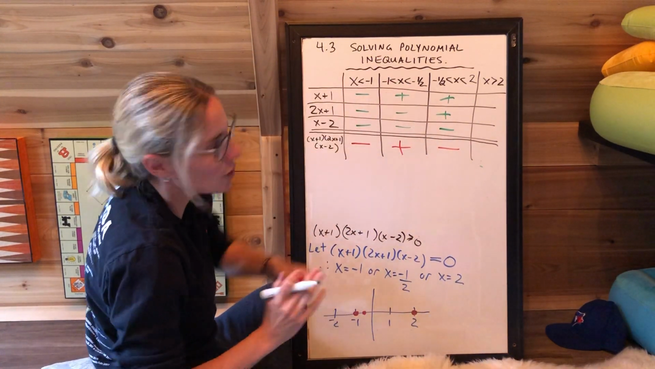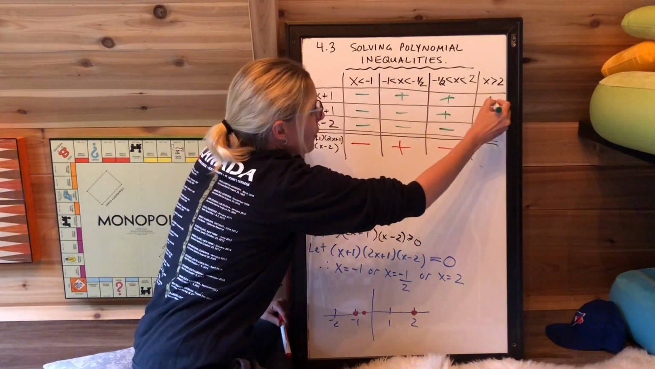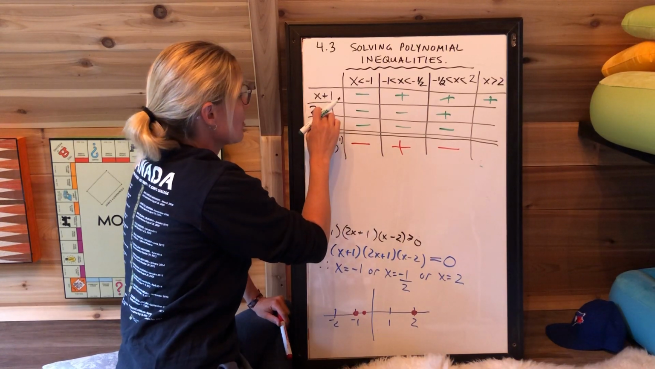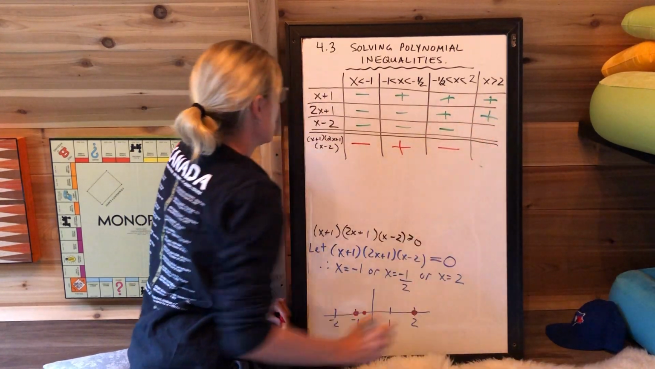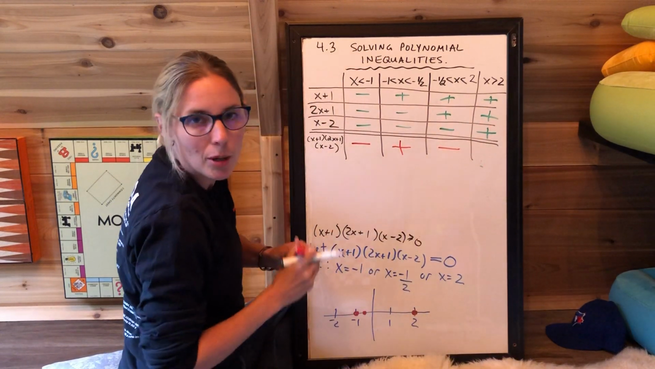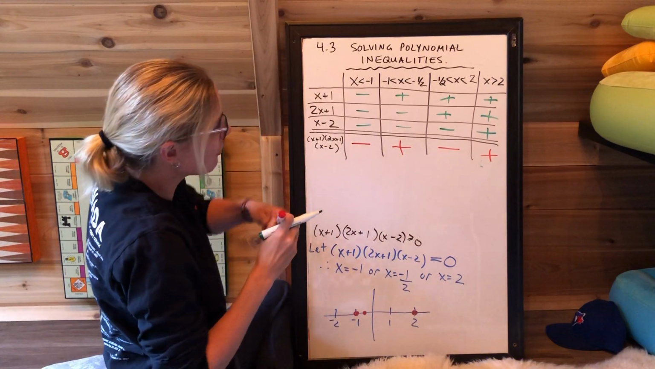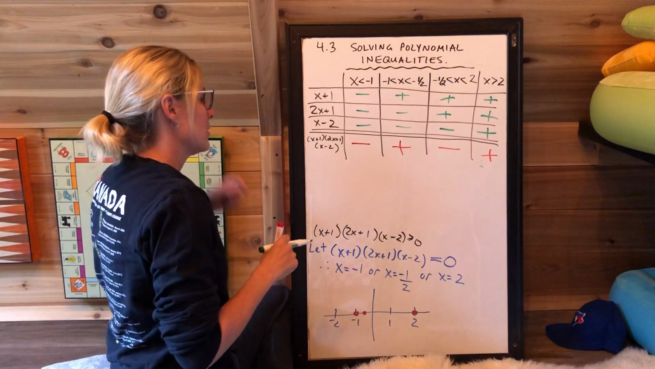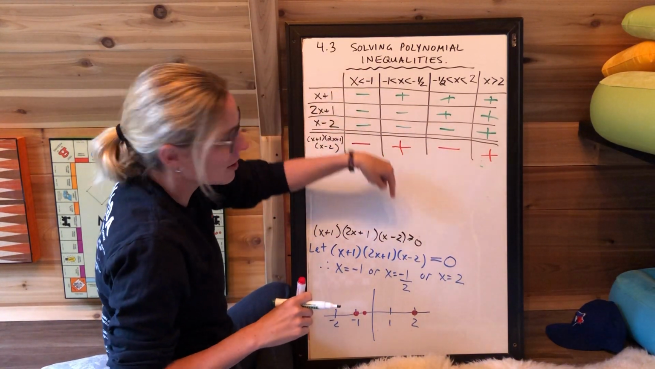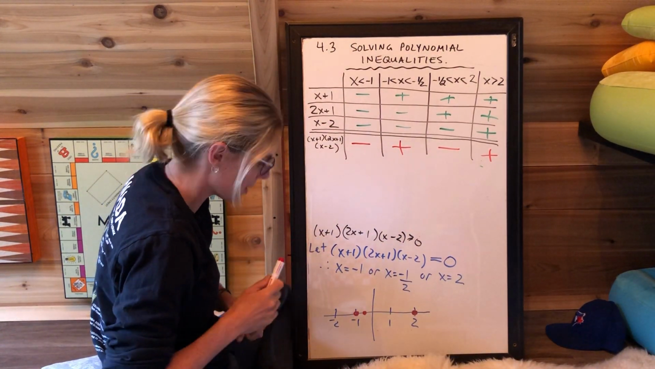Okay, and the last interval, pick an x value greater than 2. Let's pick 3. 3 plus 1 is 4, that's a positive value. 2 times 3 is 6 plus 1 is 7, that's a positive value. 3 minus 2 is 1, that's a positive value. Positive times a positive times a positive is a positive. So we're back to a function that's every other. Less than 0, greater than 0, less than 0, greater than 0. There's lots of bending going on here. There's going to be turning points all over the place.